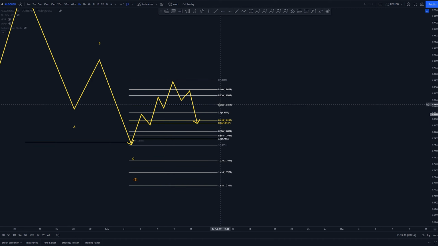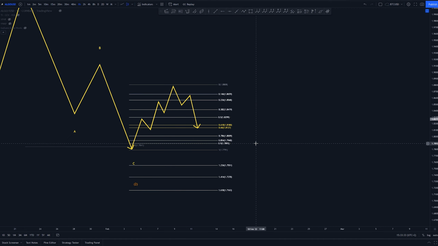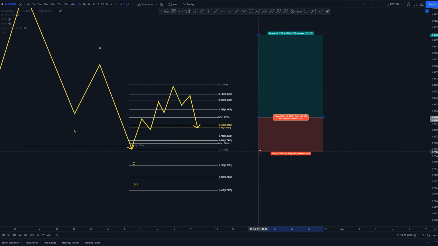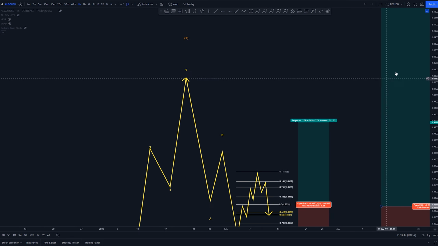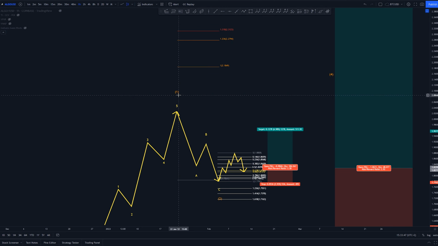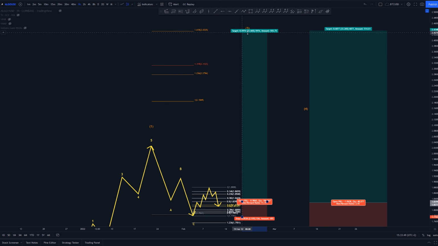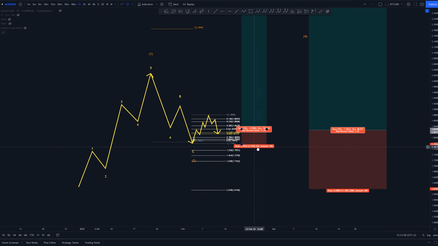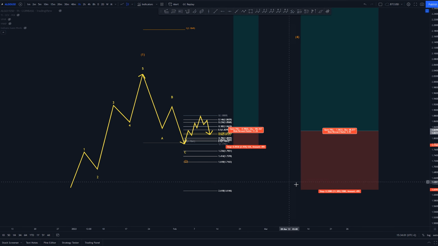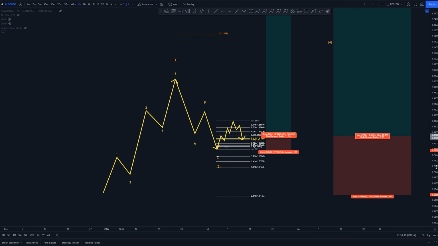Now again I have the 0.382, 0.5 and 0.618 as my entries, giving me my average at the 0.5, stop loss below the start of this 5 wave move, and the target is the same target as with the higher time frame, giving us almost the same percentage with a really low risk compared to the other one. Now the risk to reward is 11.26, which is massively better than this other one.